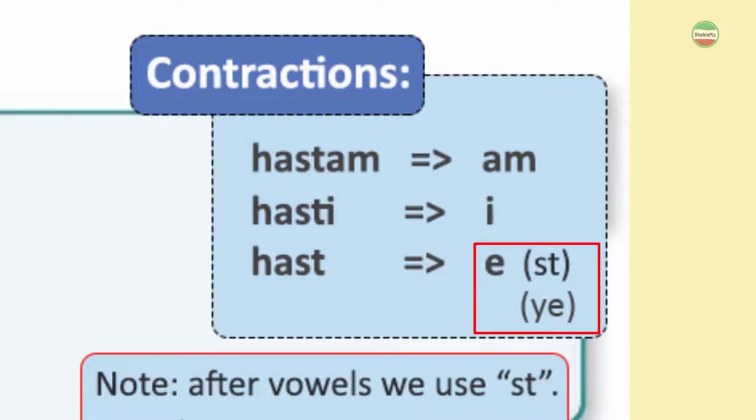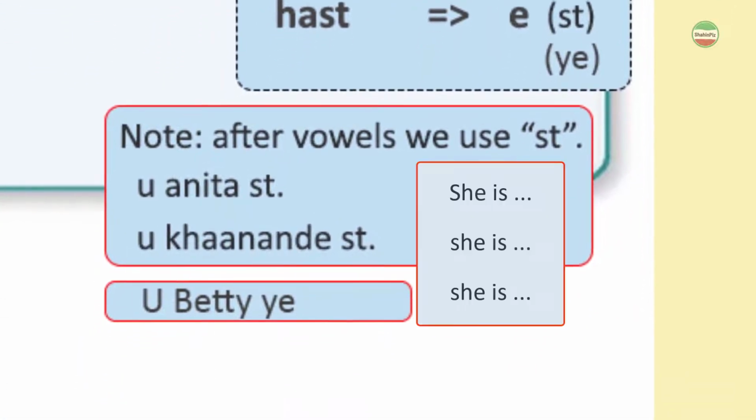For example, او آنیتاست. او خواننده است. او بتیه means she's Betty.